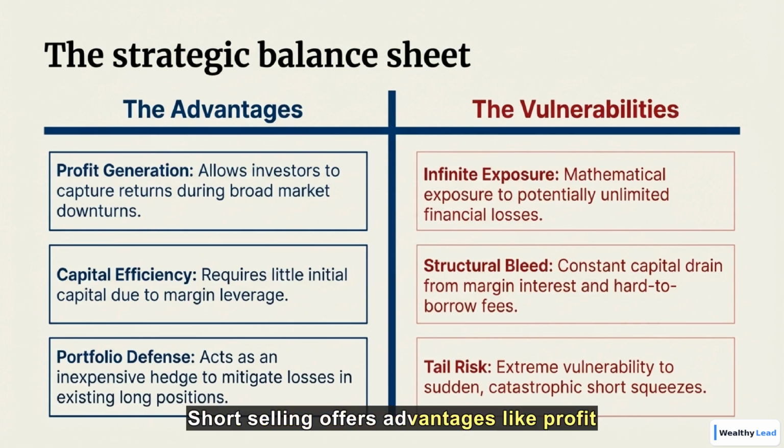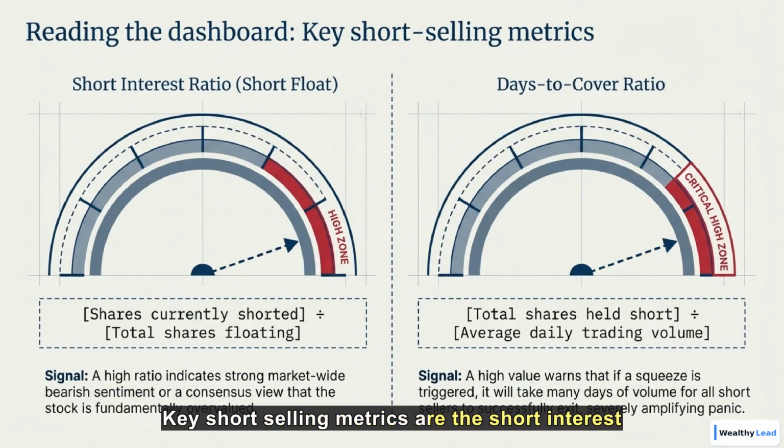Short selling offers advantages like profit generation during downturns, capital efficiency through margin, and portfolio defense as a hedge. However, it presents vulnerabilities like infinite loss exposure, a structural capital bleed from fees, and extreme tail risk from short squeezes. Key short selling metrics are the short interest ratio and the days to cover ratio.